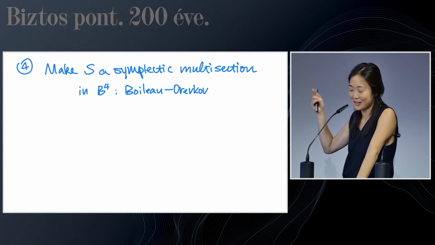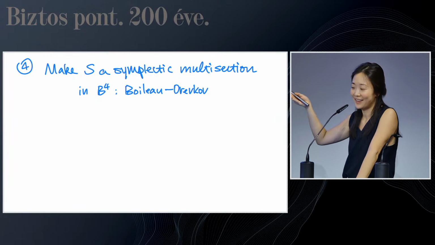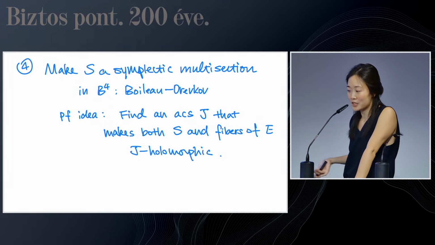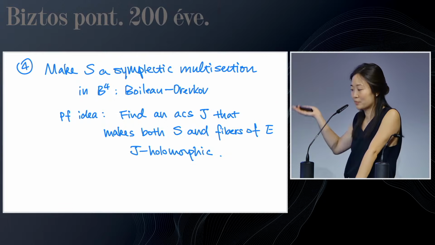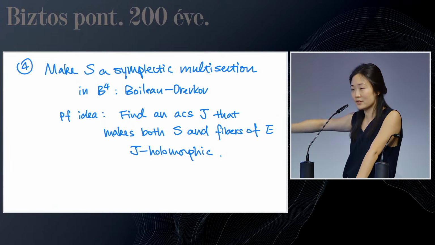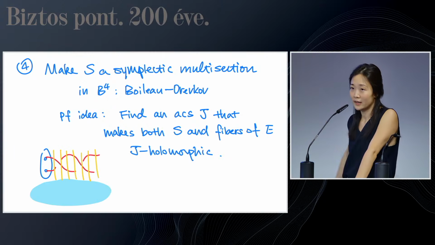There's some index computation here of S that requires the knowledge that S came from a Lagrangian disk. So the proof idea of such a statement is to find an almost complex structure, J, that makes both S, which is your symplectic surface, and the fibers of the Lefschetz fibration J-holomorphic. So it's this picture.